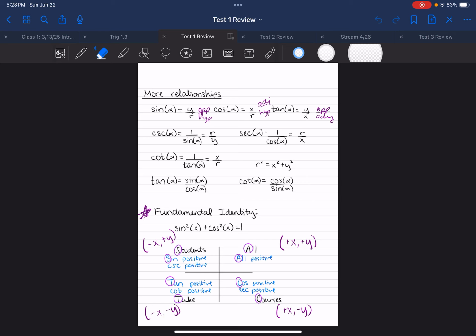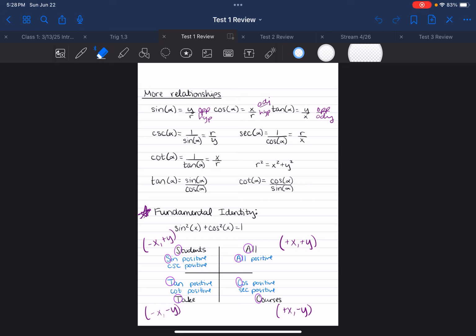Some other relationships that you'll need to know are sine, cosine, tangent, that is opposite over hypotenuse, adjacent over hypotenuse, and then opposite over adjacent, respectively. Knowing cosecant, cotangent, all of that is stuff that you are responsible for knowing. Also, the fundamental identity, which I have written here, which is sine squared plus cosine squared equals 1. That one's huge. You definitely need to know that.